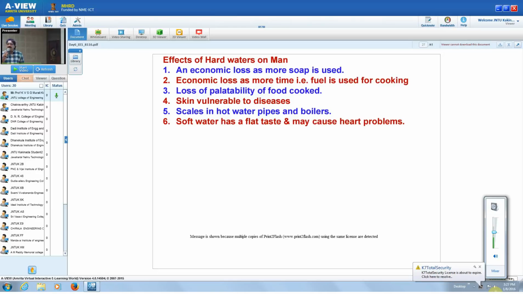Maybe last but one slide of the day. What are the effects of hard waters on man? One, it is an economic loss, as more soap is used. Generally what happens is lather is not formed.